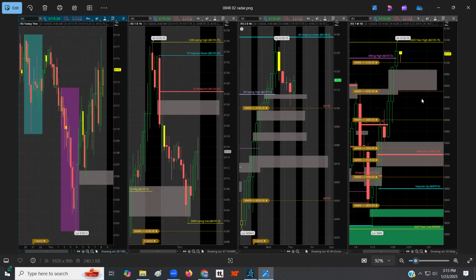0848. Looking at the radar, the ES. Again, look at the 15-minute chart on the far left. Strong. Went up there. Now it's in the Asian session, testing the Asian session. And on the 1 hour right here, I'm still expecting these areas to be tested up here. That balance area, that midpoint right there, that 1 hour.